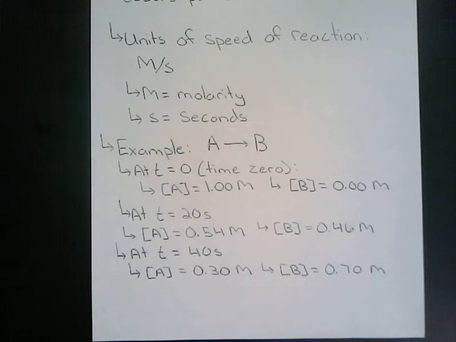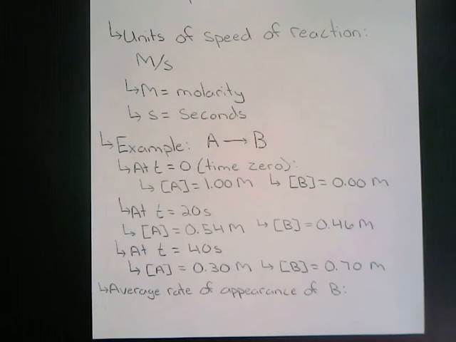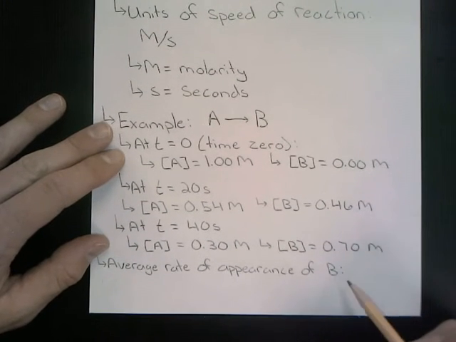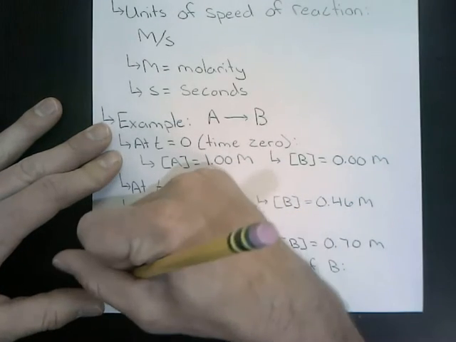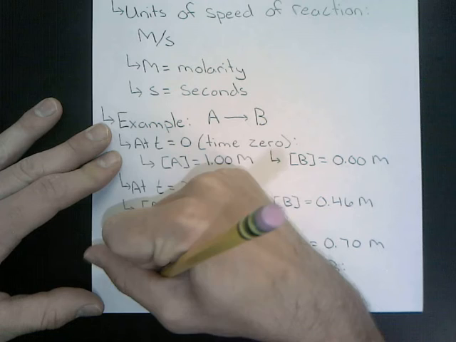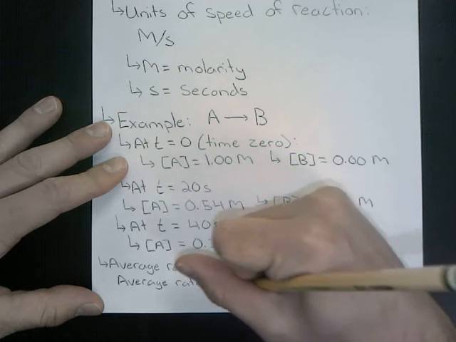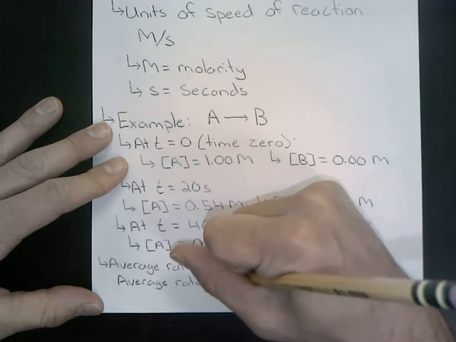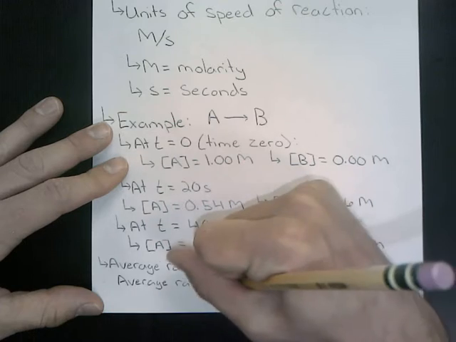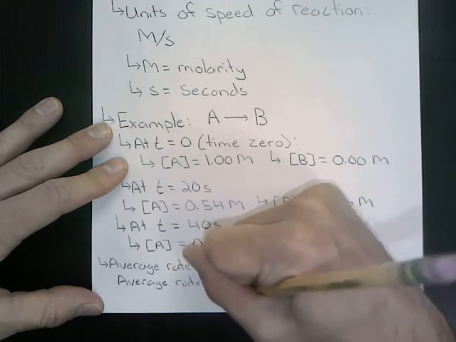Now what we can do, and I'm just going to write this in generic terms, is talk about the average rate of appearance and the average rate of disappearance. Let's start with the average rate of appearance of product B. To find it, you would take the change in concentration of B divided by the change in time.